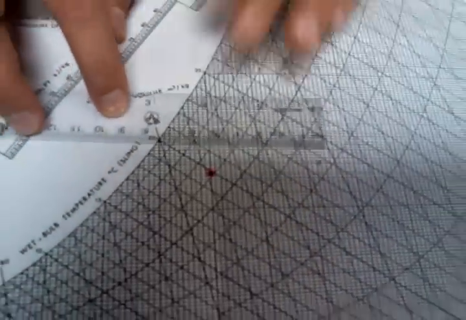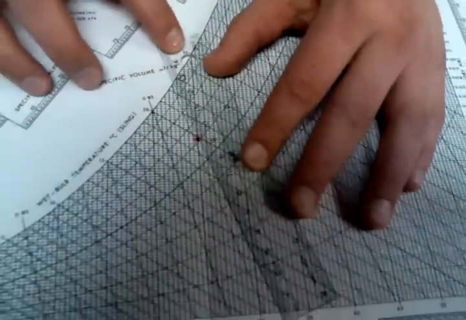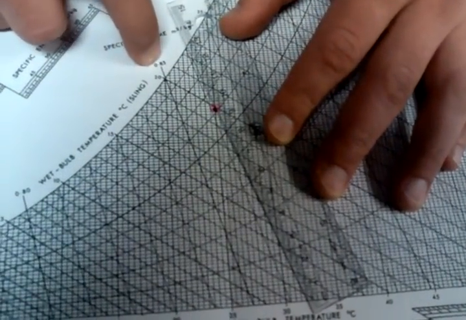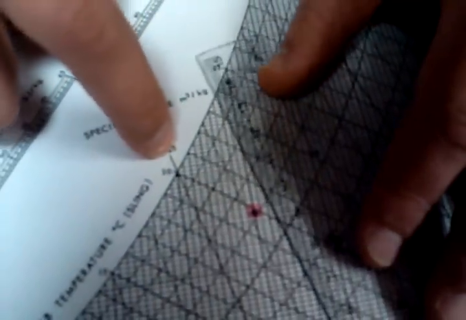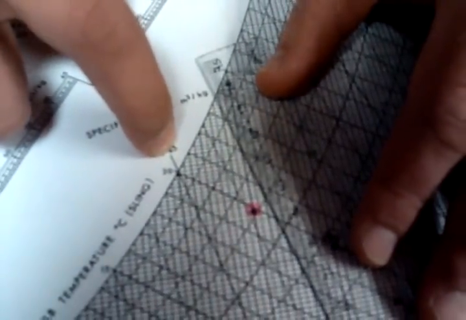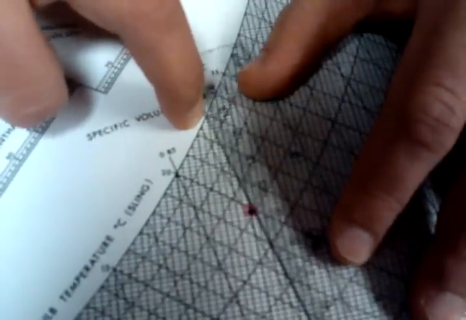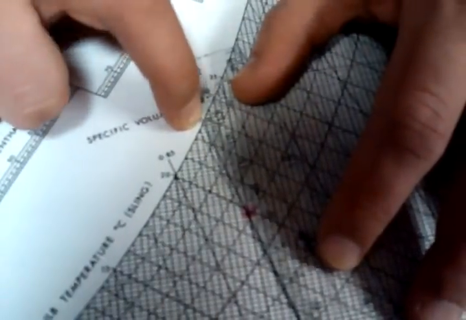Our specific volume is found along this line here, straight up. So we go 0.85. The next is 0.90. So it goes 0.85, 0.86. It's right about 0.861.